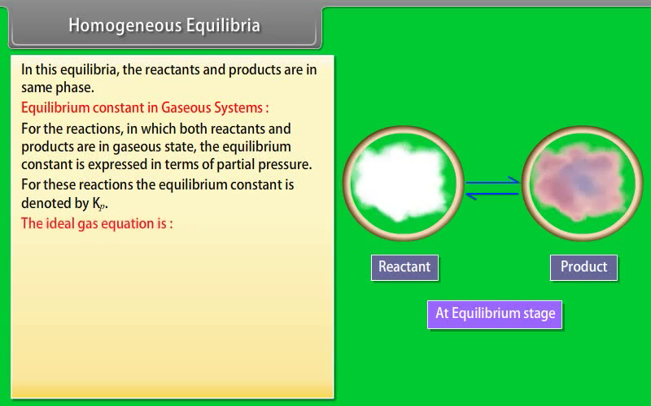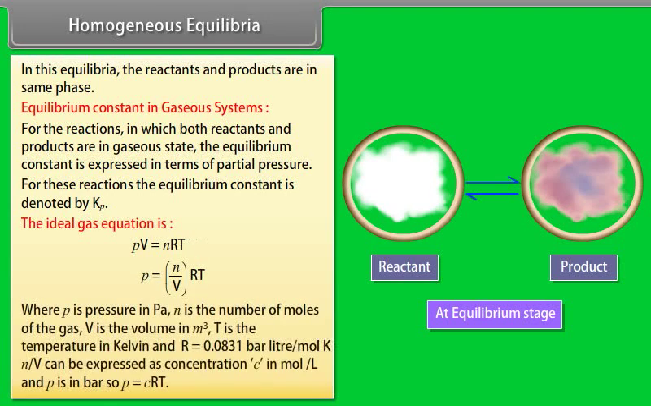The ideal gas equation is PV is equal to nRT. P is equal to n by V RT, where P is pressure in pascal, n is the number of moles of the gas, V is the volume in m cube, T is the temperature in Kelvin, and R is equal to 0.0831 bar liter per mole Kelvin.